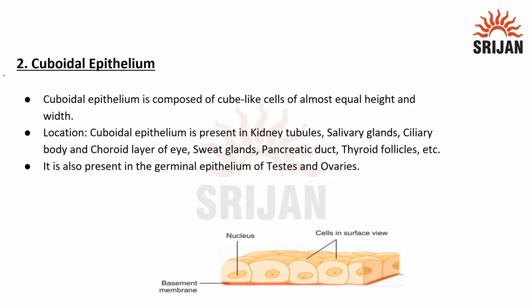The next one is cuboidal epithelium. As the name suggests, it is composed of cube-like cells almost equal in height and width. Location of cuboidal epithelium is kidney tubules, salivary glands, ciliary body, choroid layer of eye, sweat glands, pancreatic duct, thyroid follicle. It is also present in germinal epithelium of testes and ovaries. Here we have an image of cuboidal epithelium.